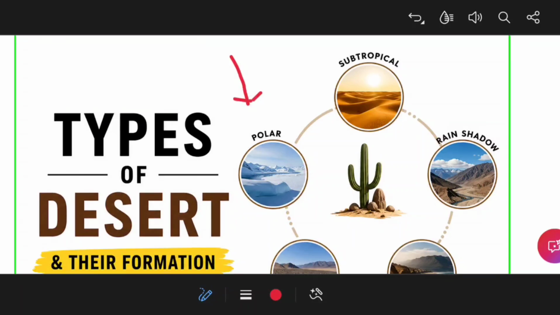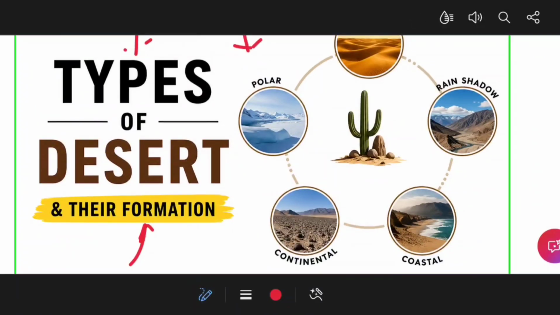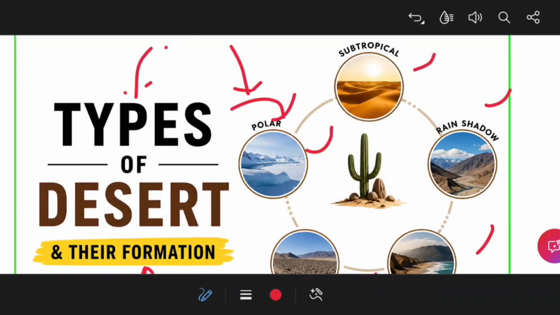In this video we are going to discuss deserts, right? What are deserts, the types of deserts, and how deserts actually form. Here you can see that five types of deserts are mentioned, right? Polar deserts, rain shadow desert, coastal, continental, and subtropical desert. So these are the five most important types of deserts that we are going to discuss.